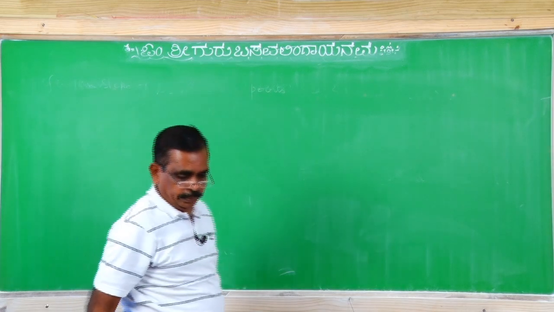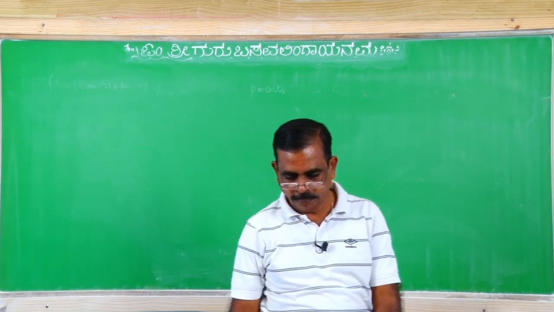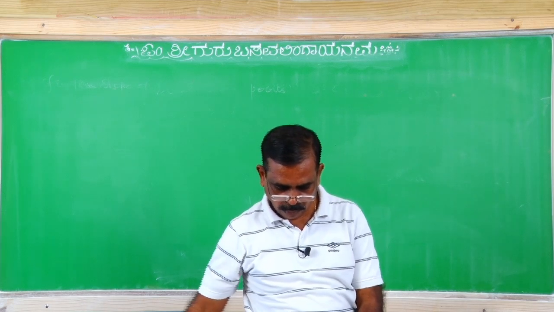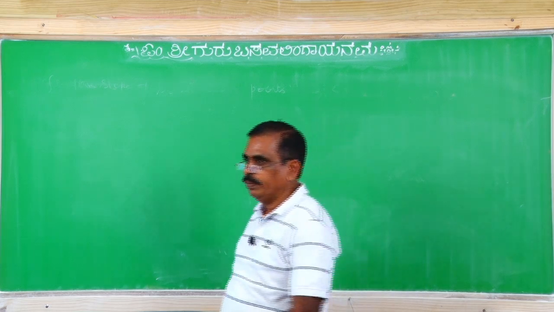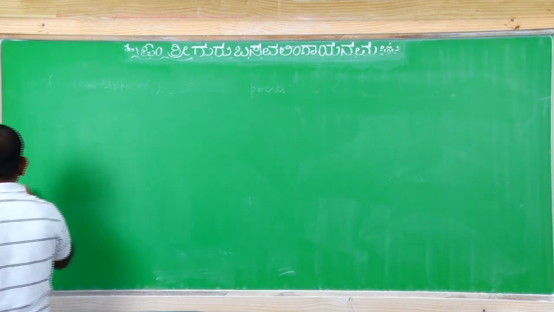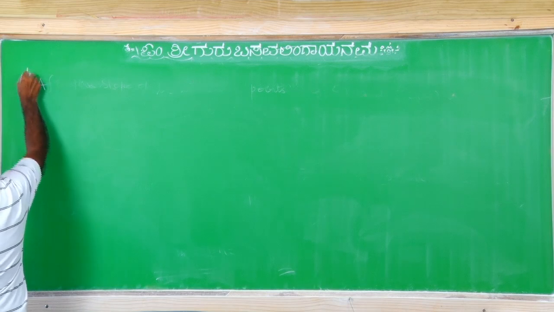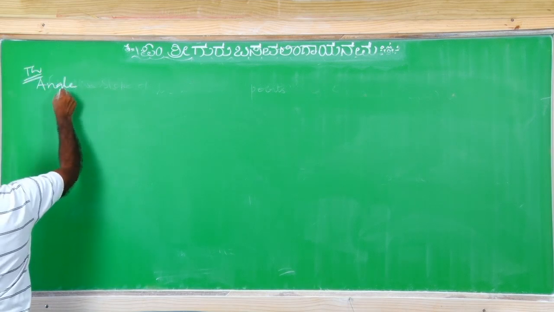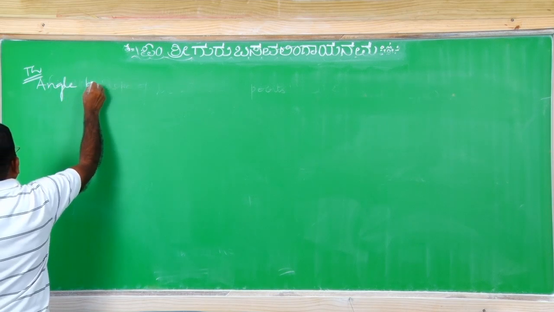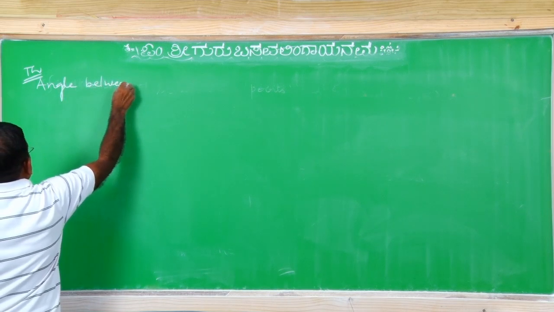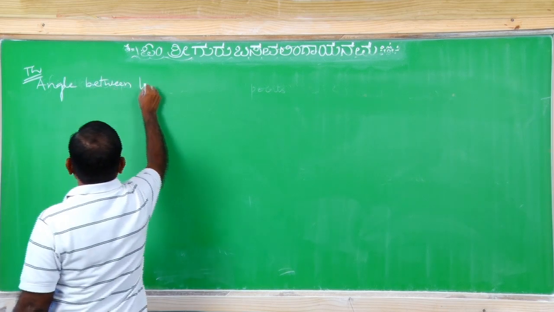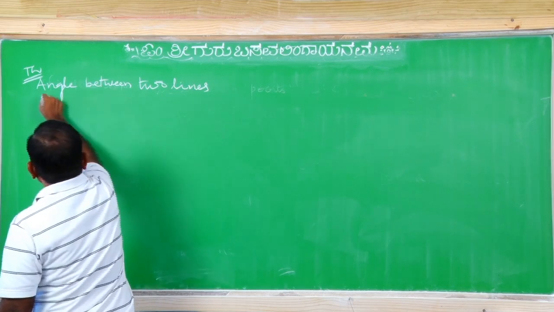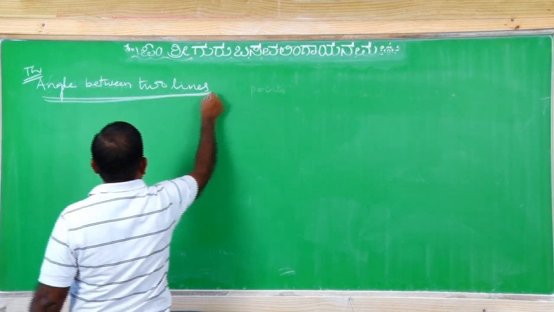Next, write down. Next theorem. Angle between two lines. Theorem, this is also. Angle between two lines.